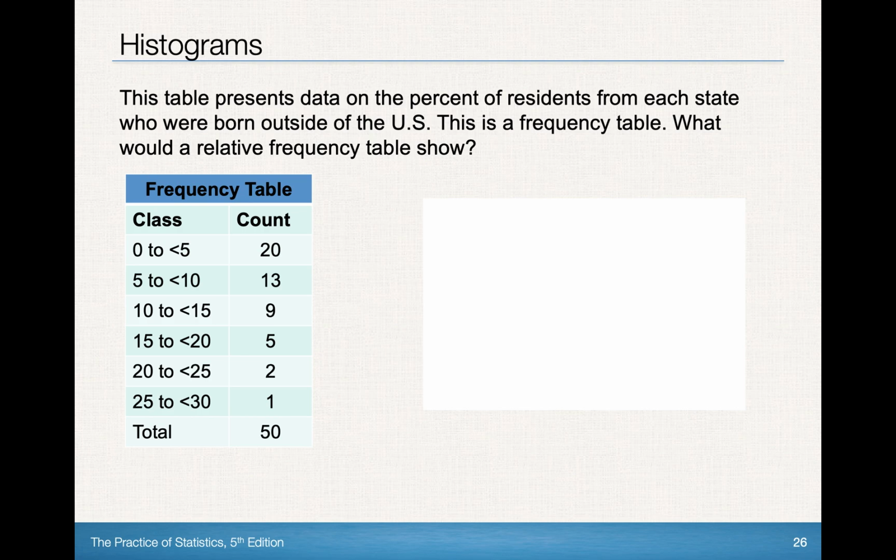So I would have all 50 states listed out and the percentage of residents that were born outside of the U.S. That would be data. This is a table that organizes my data. It's a frequency table. Okay, so this is not data. This is an organization of data.